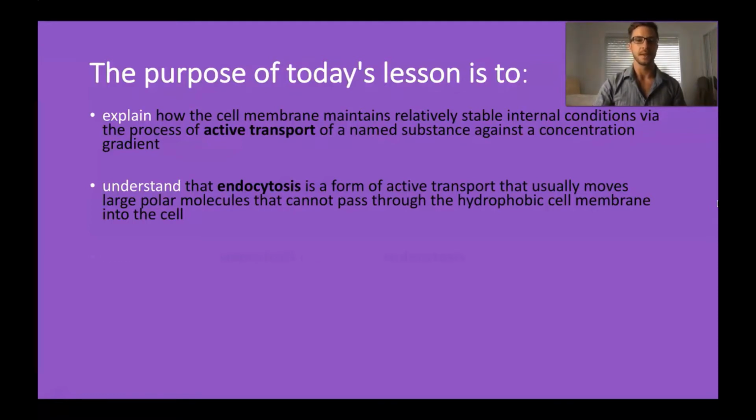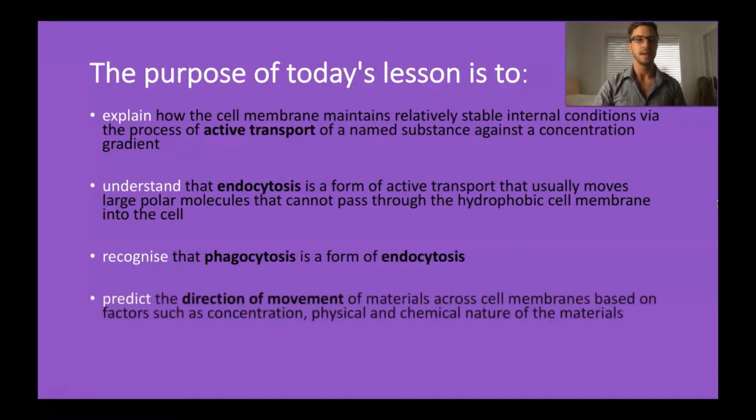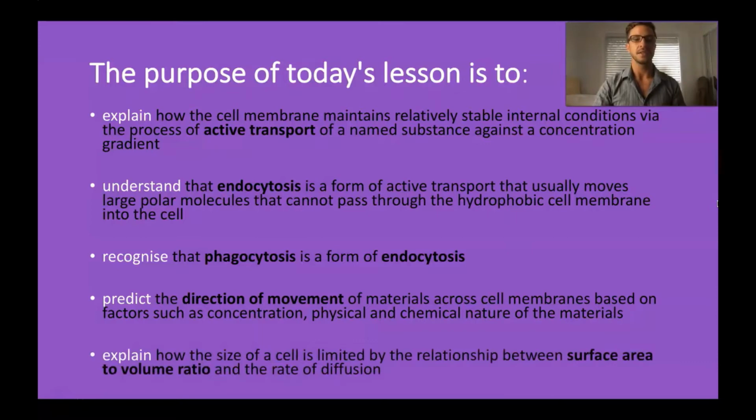the membrane. Thirdly, to recognize that phagocytosis is a form of endocytosis. To predict the direction of movement when we look at various factors that affect transport and movement, such as concentration, physical, and the chemical nature of materials. And lastly, to explain how the size of a cell is limited by the relationship between surface area to volume ratio. So here you can pause the video and just summarize what you see in front of you.